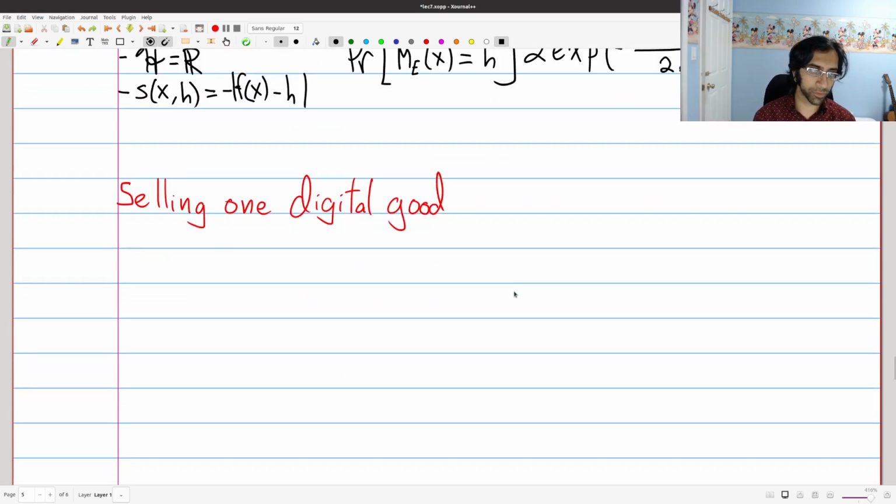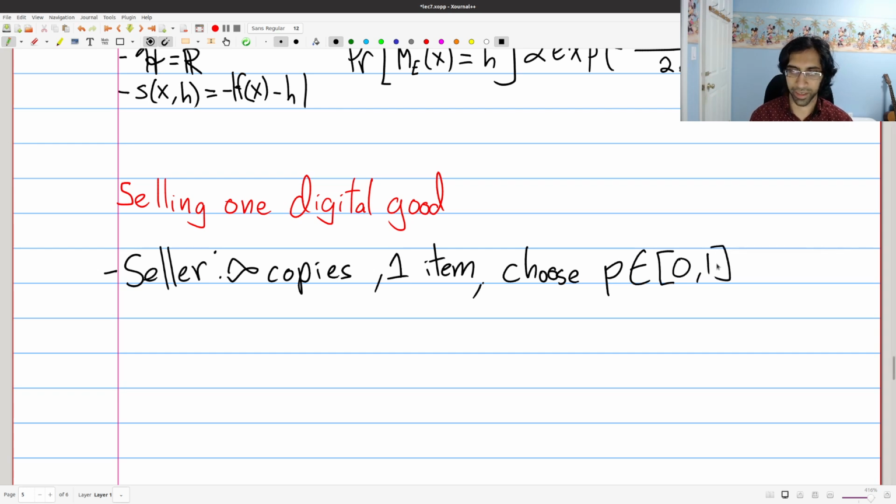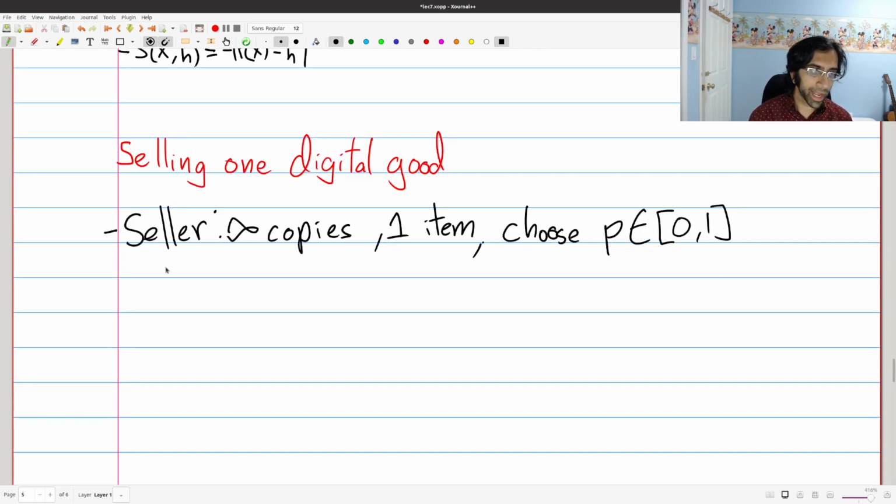So that's a nice and easy application. Let's see another application, which is closer to the one which we had at the beginning of the previous part. So this is selling one digital good. Recall the following setting. The seller has infinite copies of one item, and they need to choose a price P, which we're now going to normalize to be within 0 to 1, just to keep it nice and bounded. And there are going to be n buyers.